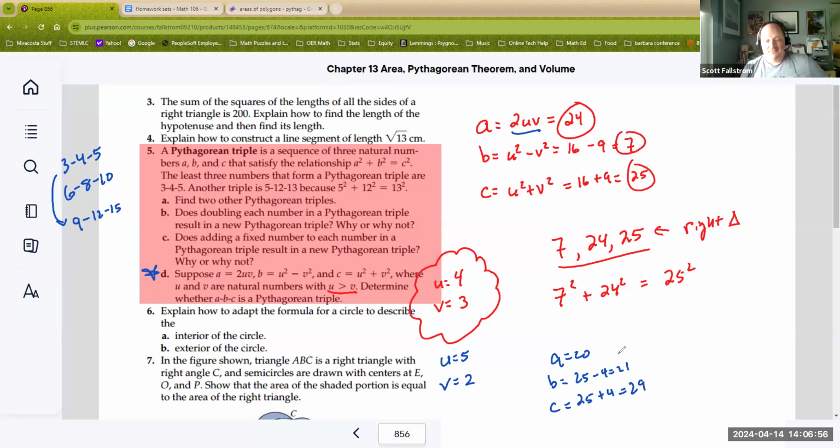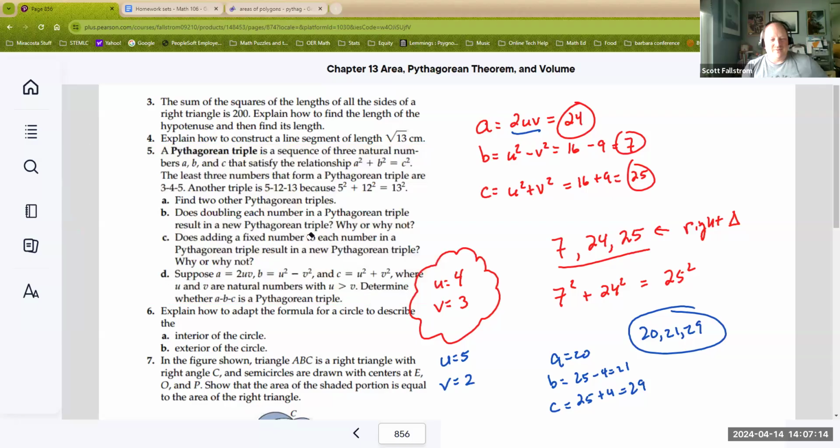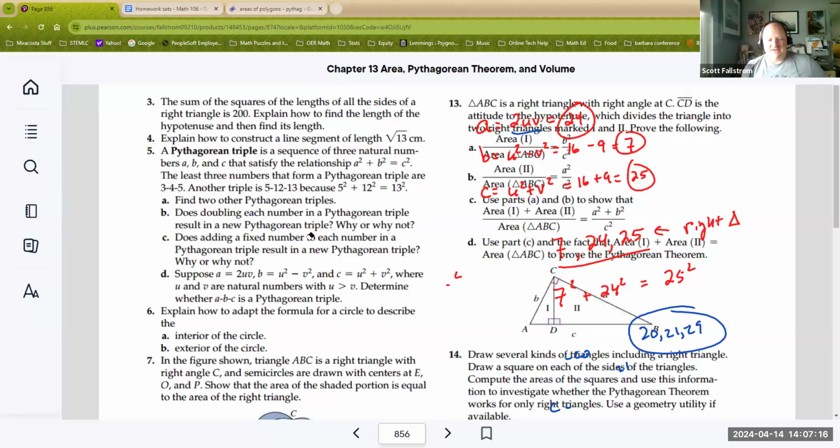So theoretically, okay, maybe I screwed this up. Theoretically, a 20, 21, 29 triangle can be built. Let's check ourselves. I need 20, 21, and 29, and we're going to test to see if this satisfies the Pythagorean theorem. I'm going to grab Desmos real quick. I guess I could just use the GeoGebra calculator here.